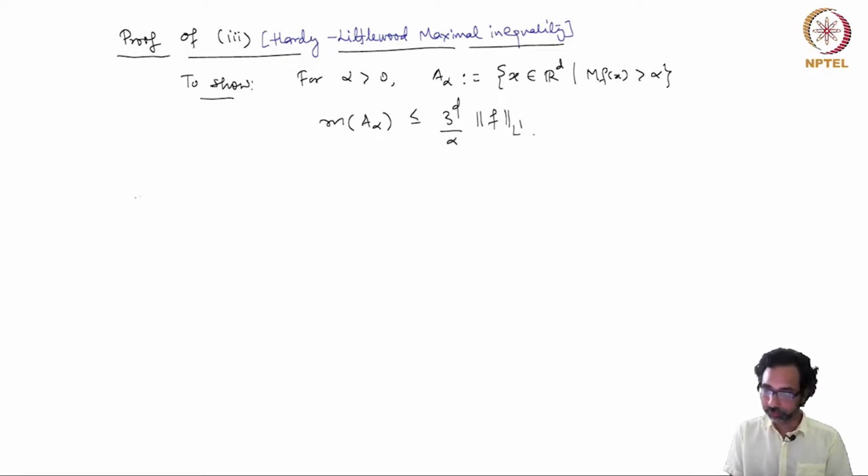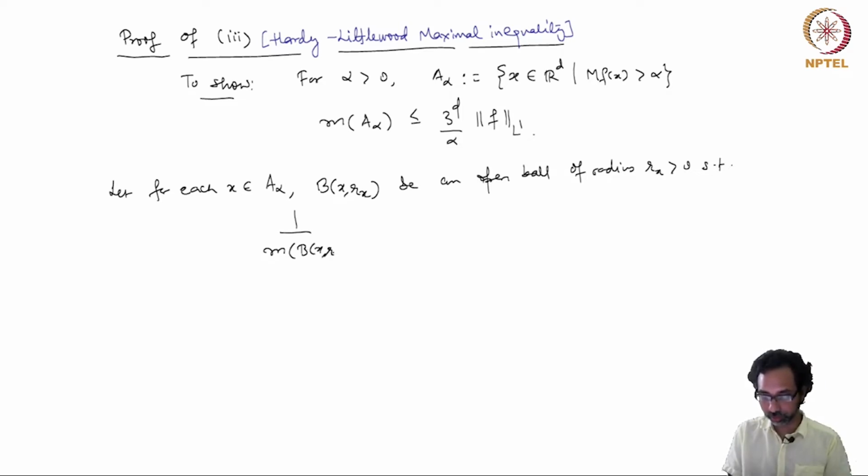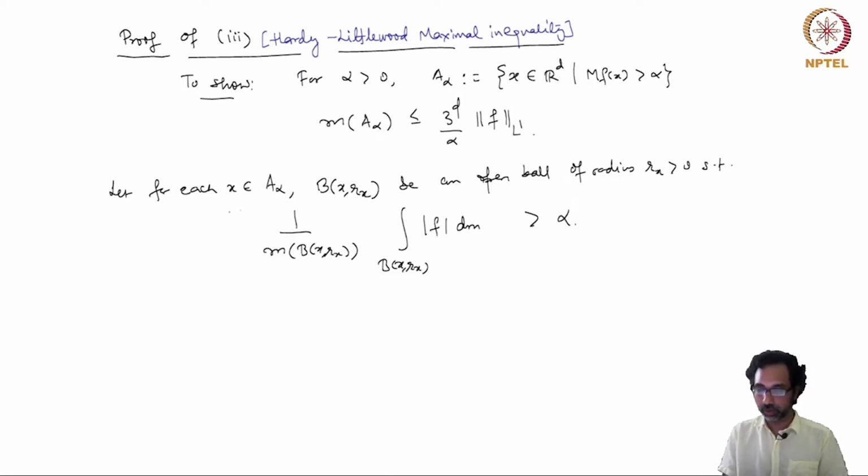So for each x in A_alpha, let B(x, R_x) be an open ball of radius R_x positive such that we have 1 over the measure of B(x, R_x) times the integral over B(x, R_x) of |f| dm is greater than alpha, because if x is in A_alpha, you can always find such a radius R_x.